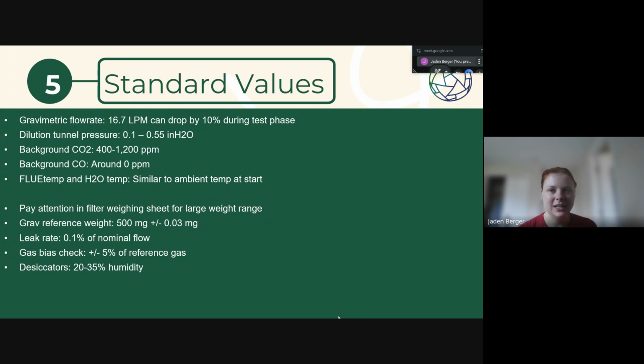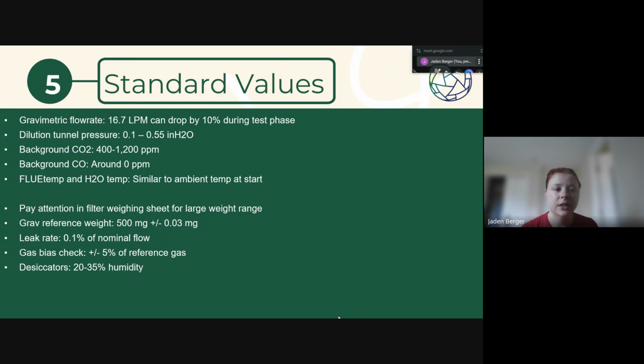I put this page in as reference for you. So this is some standard operational values and standard test values that you should know. This can be a pretty good indicator that your system's in working condition. So like your gravimetric flow rate should be around 6.7 liters per minute. If it's not running at that, it could indicate something like a clog.